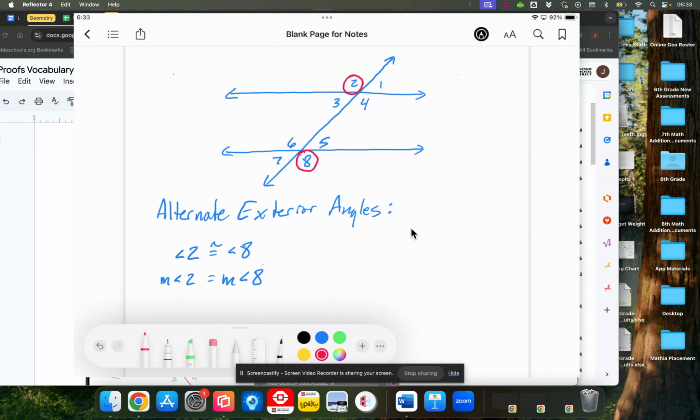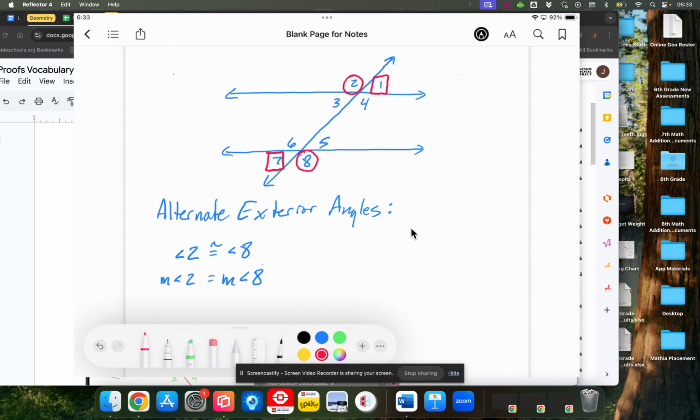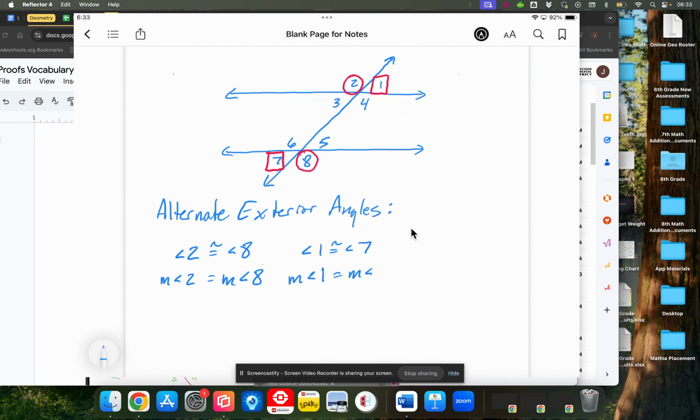There's only one more pair of alternate exterior angles. That's going to be angle 1. I almost said angle 6, but that is on the inside of the parallel lines, not the outside. So I'm going to go to the outside, which puts me at 7. So angle 1 is congruent to angle 7 because of alternate exterior angles. So the measure of angle 1 is equal to the measure of angle 7. Okay, go ahead and pause here and take those notes.